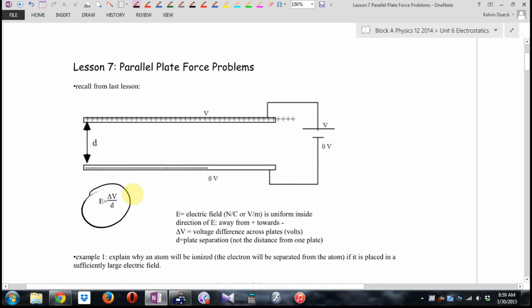We also said the electric field in between those plates was constant. And McKinley, you were away, but that gave us some very nice math.